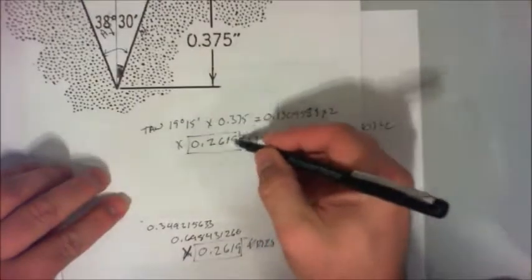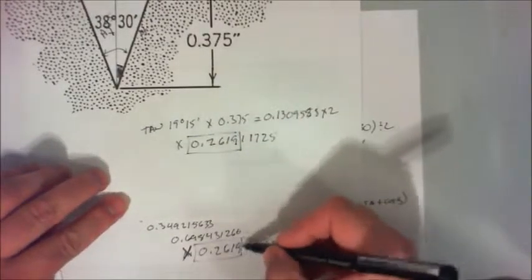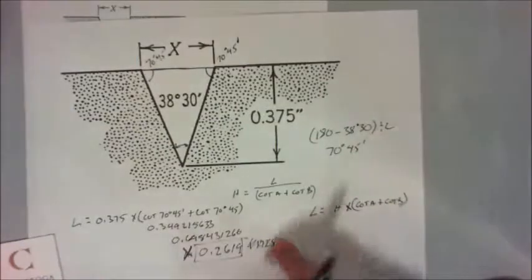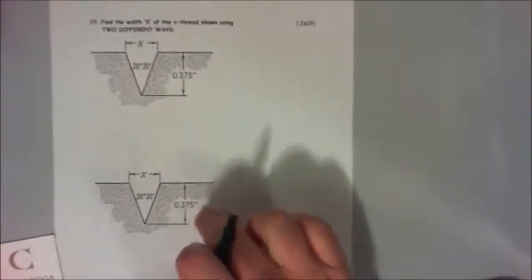Get rid of this, keep this. 0.2619. That is the second way of calculating this. I hope that helps you. Remember, ask questions.